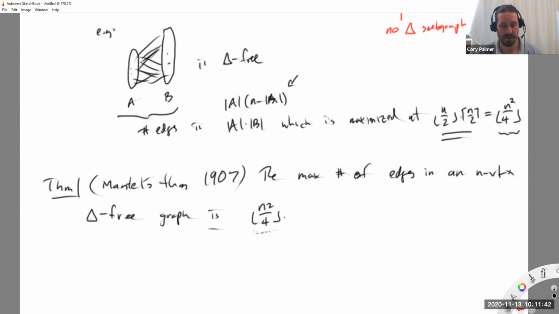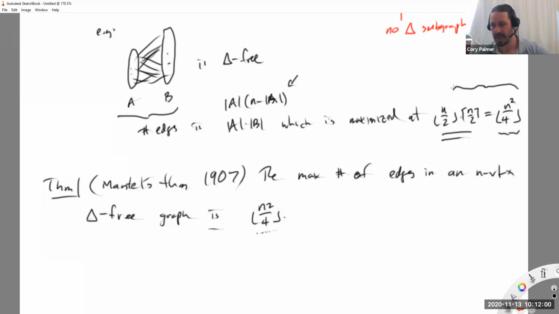But actually, Mantel's theorem also says something cool. It says that any graph achieving n squared over 4, so achieving this maximum, is this picture here. It's a complete bipartite graph. There's no other graph that looks different that achieves the same number of edges. Okay, so the construction is unique. There's only one example that achieves this maximum.